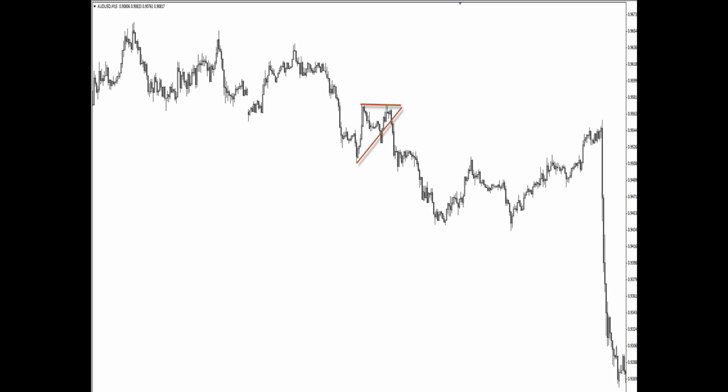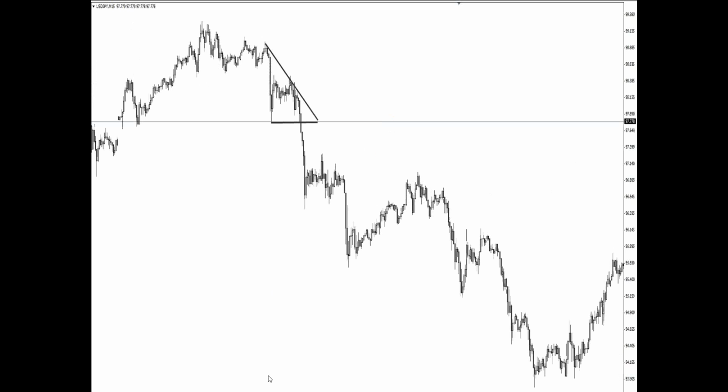And many traders use only and solely those patterns to trade the Forex market. So you can see how the price reacted to this flat top triangle and how it broke the support and went down. So this is a pure example of that pattern.